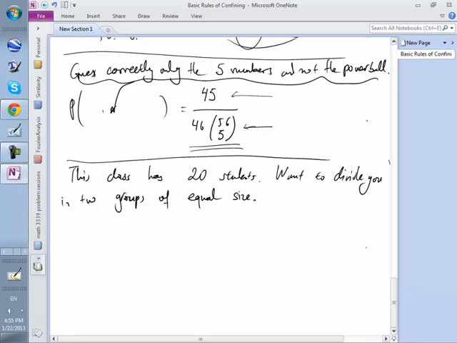I have 20. Let's say that you're 20 here. I don't think you are, but let's say that you're 20. And I want to divide you in two groups of equal size. So each group should have 10 students. How should I do it? How many ways can I do it?